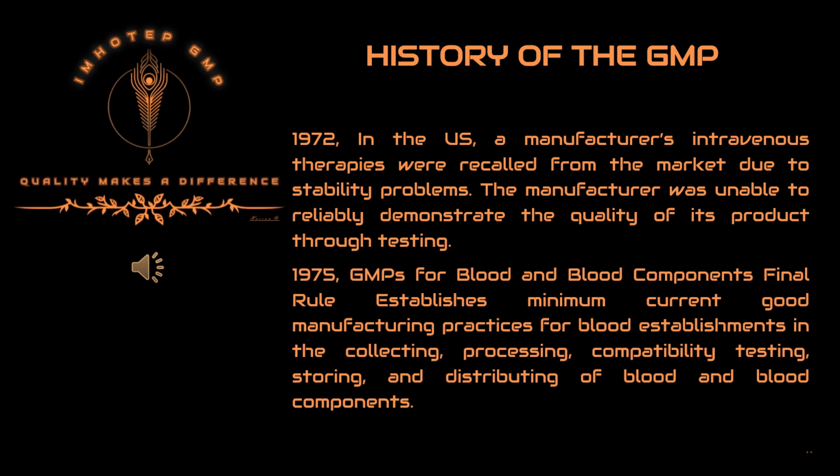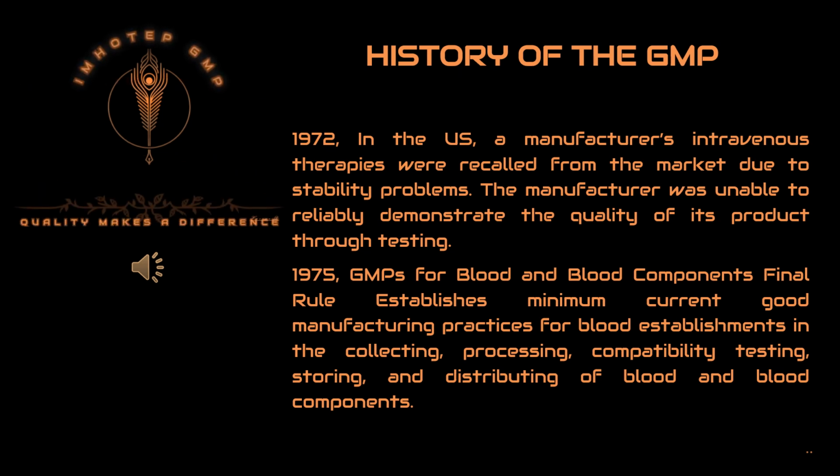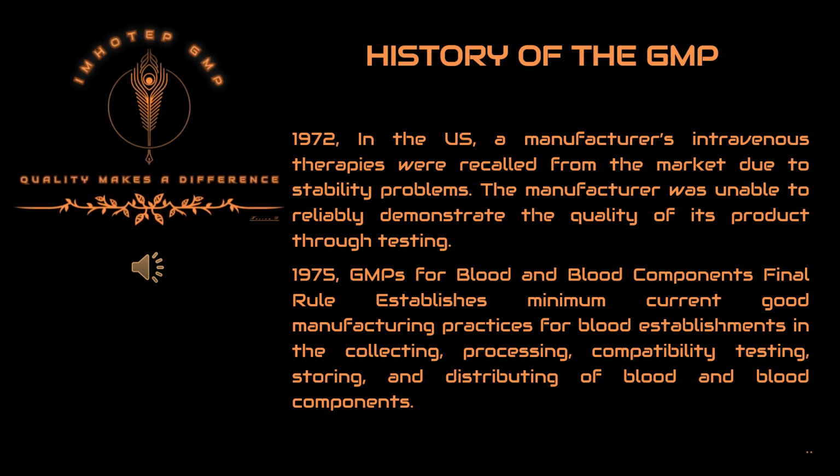1975. CGMPs for blood and blood components final rule establishes minimum current good manufacturing practices for blood establishments in the collecting, processing, compatibility testing, storing, and distributing of blood and blood components.